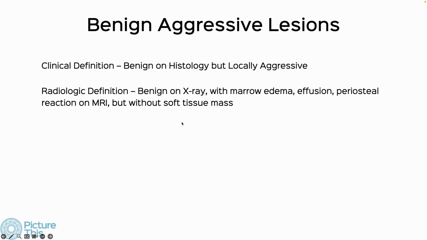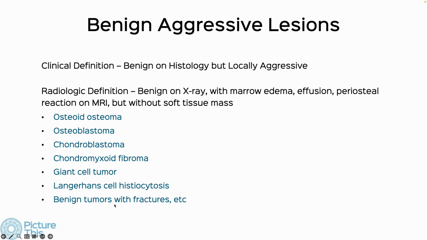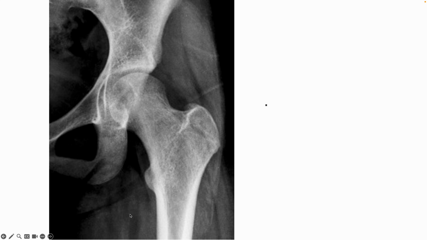So this group includes all of these lesions. But when you see a lesion that looks benign on X-ray but has a lot of marrow edema and periosseous edema, but you won't see a soft tissue mass, right? Then it actually reduces the differential considerably.